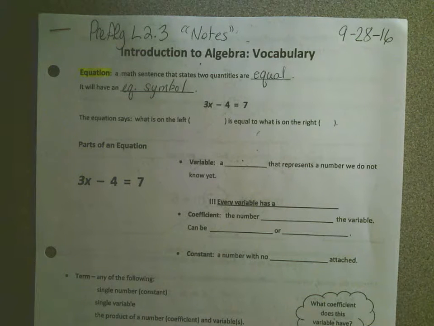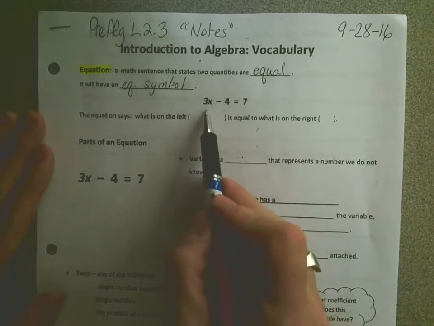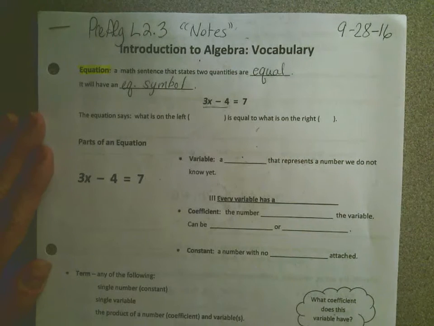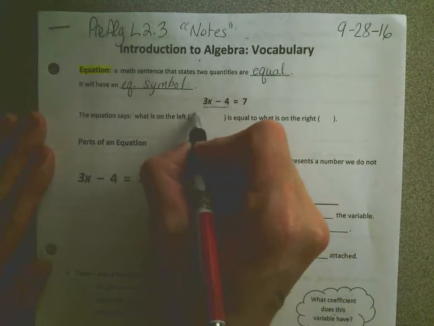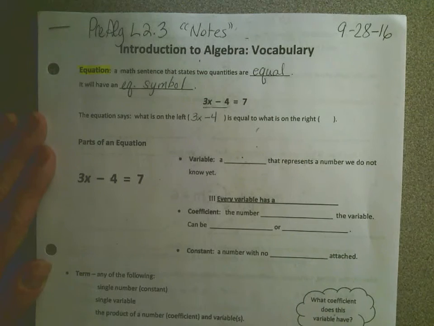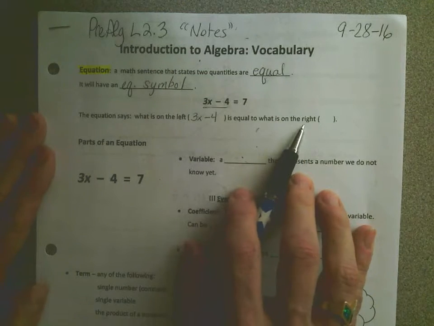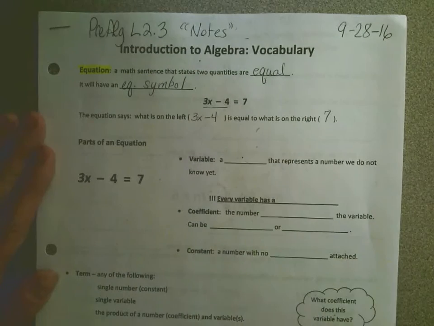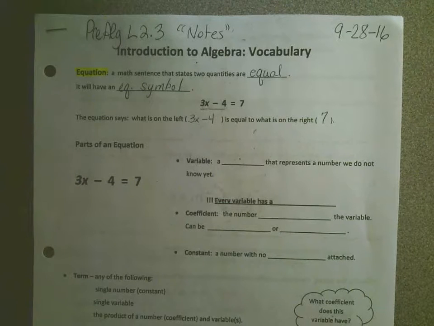3x minus 4 equals 7. Can you all see that? 3x minus 4 equals 7. This equation says what is on the left. By the way, tell me, Stuart, what is on the left here? 3x. That is all of the data that is on the left. 3x minus 4 is equal to what's on the right. Ethan, what is on the right? 7. Bravo. Okay? That is what that means.